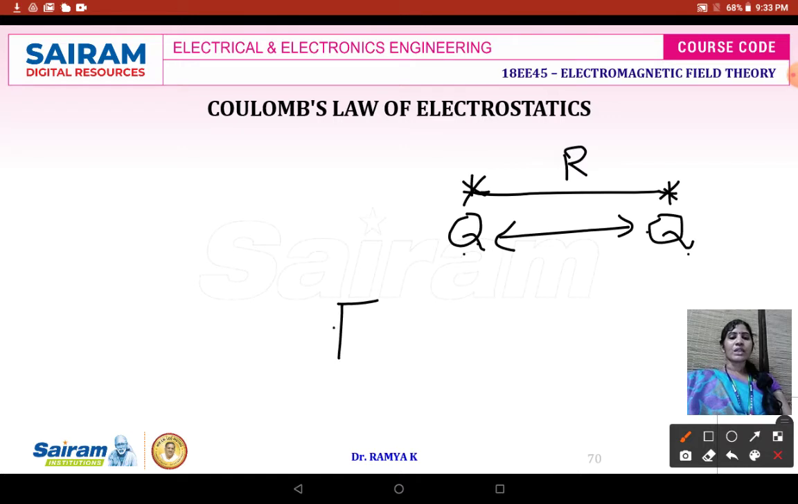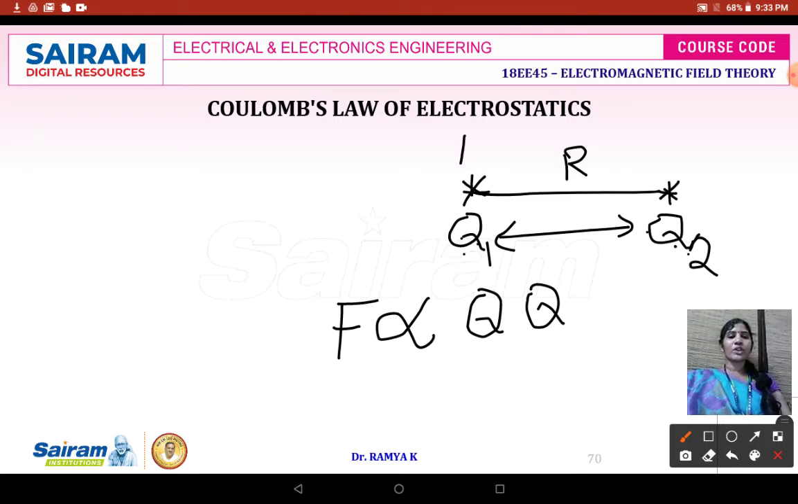Therefore, the total force experienced between these two points is directly proportional to the magnitude of the charge available, that is Q1. Suppose this is Q1 and this is Q2, the force experienced is directly proportional to the charge on each object. So if this is object A and this is object B, object A has a charge of Q1 and object B has a charge of Q2. Therefore, the force experienced between object A and object B is directly proportional to the charge on each object and inversely proportional to the square of the distance.